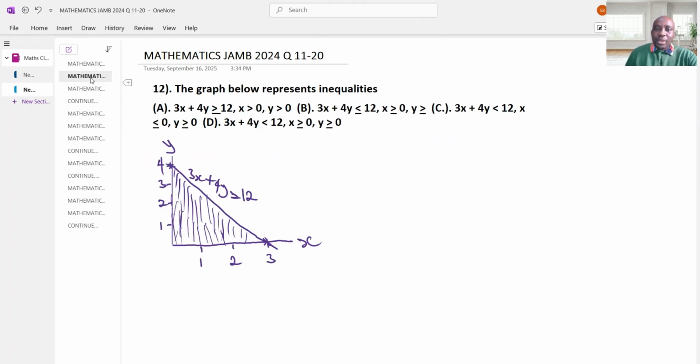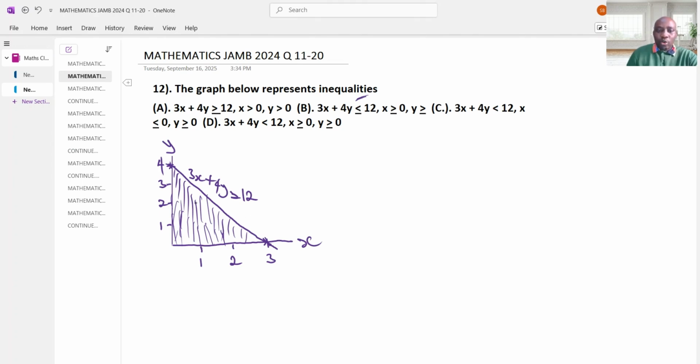The graph below represents inequalities. When they mention inequality, it means that the two sides are not equal. If you look at the y-axis, you will see 4, 3, 2, 1, and on the x-axis, we see that it's on the positive side.